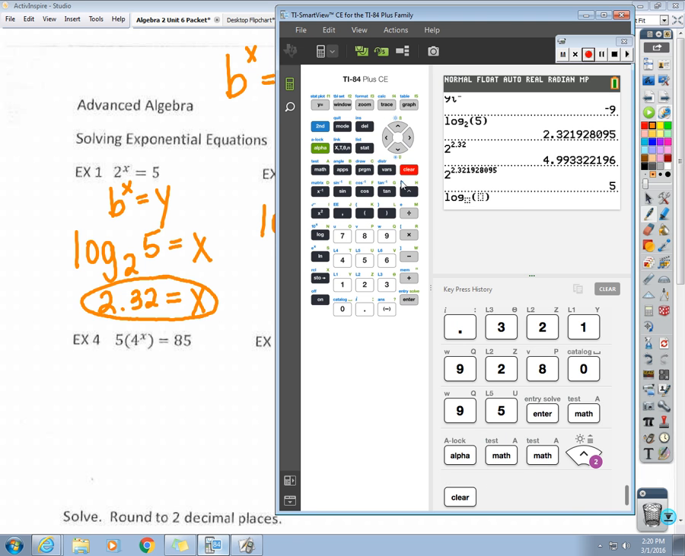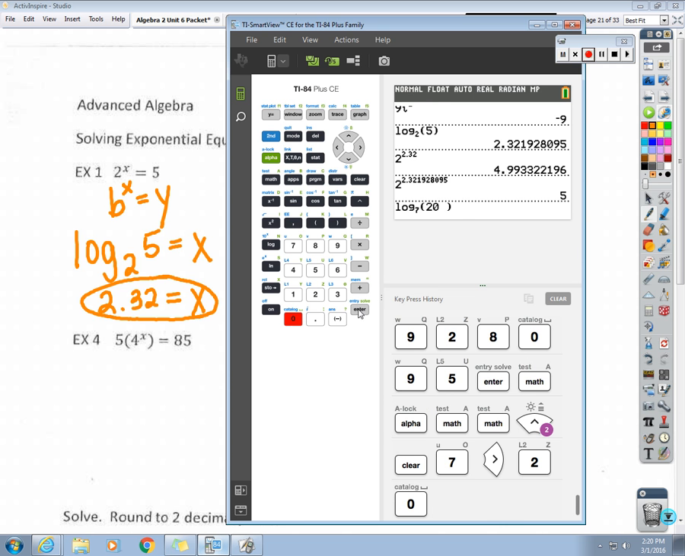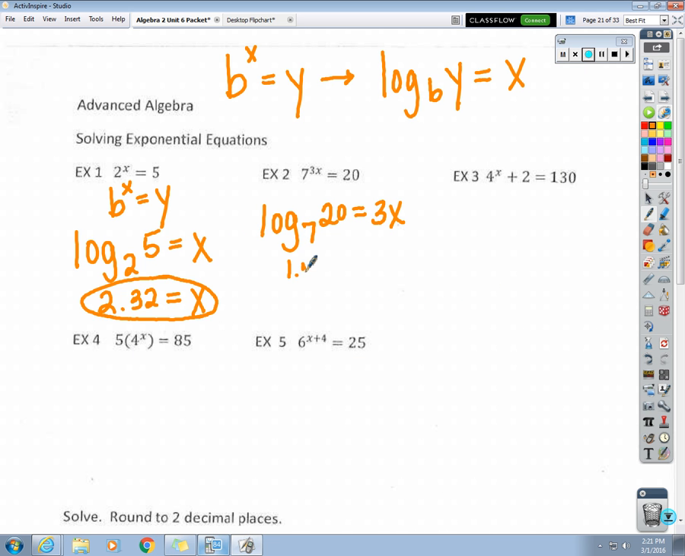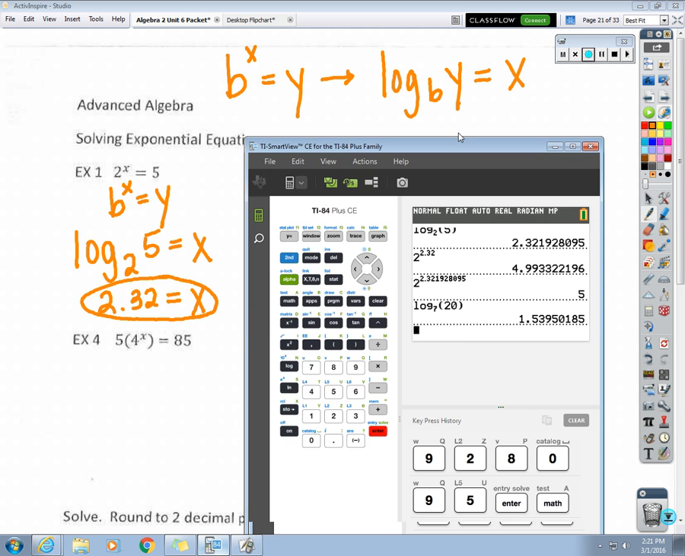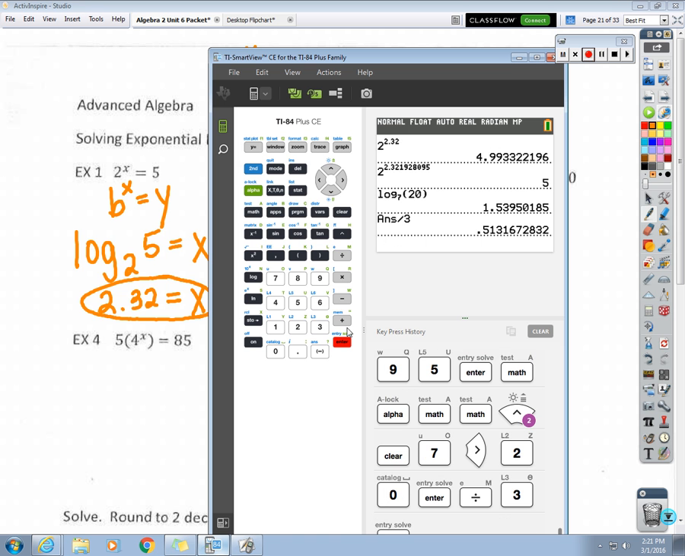Okay. So now we type in log base 7 of 20, and we get 1.539, so we'll round that to 1.54. Okay, now to solve for x, what do we need to do? Divide by 3. And so x equals 1.54 divided by 3, which I'm not going to retype. It's already on my screen. All I need to punch in is what? Divided by 3. Because I'm already taking this number and dividing it by 3. And I get 0.51.